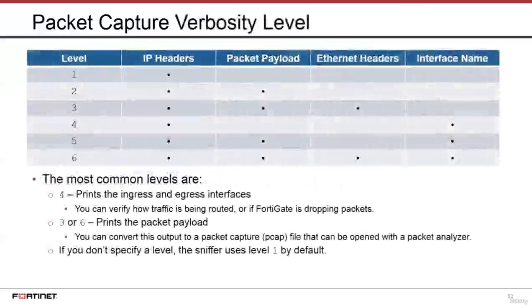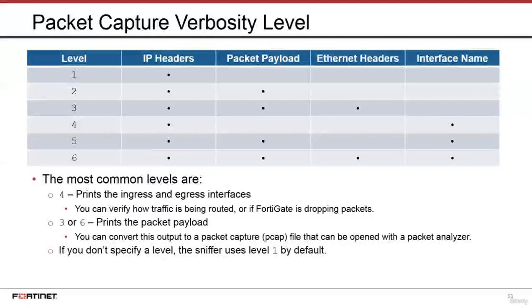The verbosity level specifies how much information you want to display. There are 6 different levels. This table shows what each one displays, such as the IP headers, packet payload, Ethernet headers, and interface names. Verbosity level 4 is used to take a quick look at how the traffic is flowing through FortiGate: if packets are arriving and how FortiGate is routing them out. Level 4 can also be used to easily check if FortiGate is dropping packets.